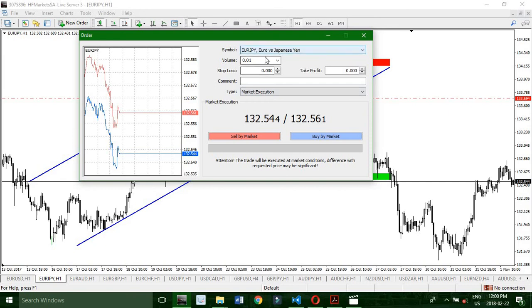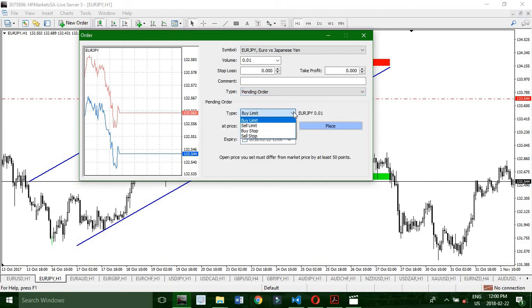This is where you'll put in your proper lot size depending on how much of your account you're risking, and your stop loss, which is this level over here. You take that price which I just removed and insert it in here, and your target will go in here, and then change this to pending order. Don't do a market execution. Well, you can do it, but personally all my trades are put in as a pending order, and it will be a sell stop.